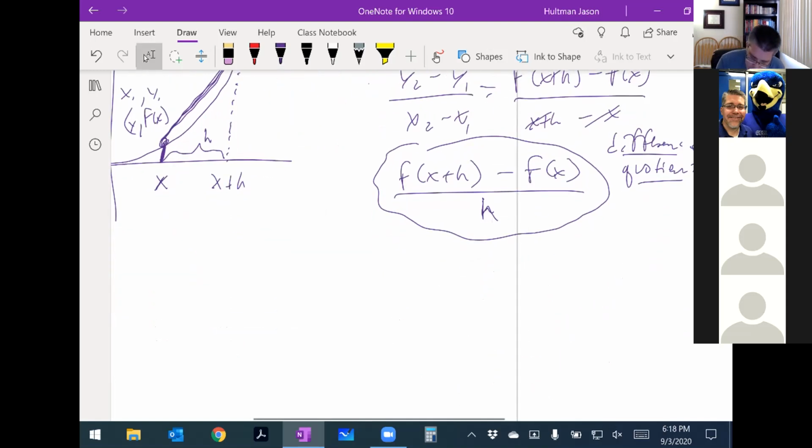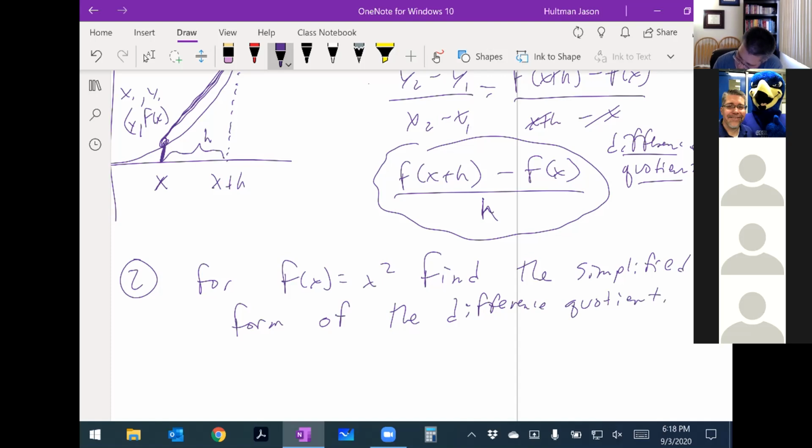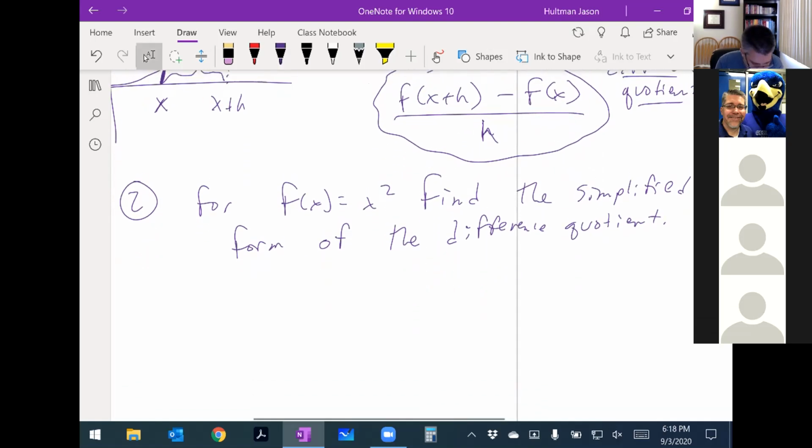Okay, so let's look at example 2 here. For f of x equals x squared, find the simplified form of the difference quotient.